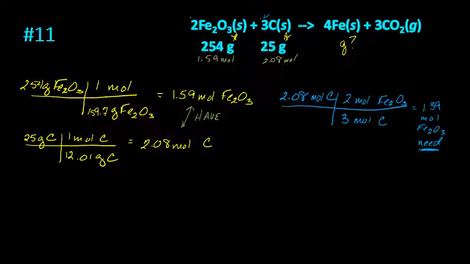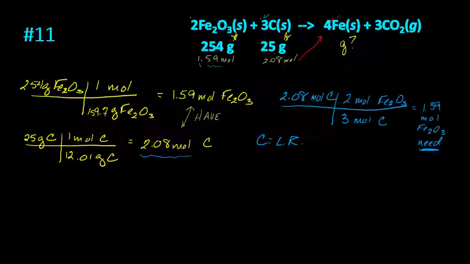So do I have enough of the iron 3 oxide? 1.59 is what we need, or 1.39, sorry, is what we need. And we have 1.59. So we have plenty, which means now that carbon is the limiting reactant. This is what is going to limit how much of the iron we actually produce. So now we're ready to actually do the problem.